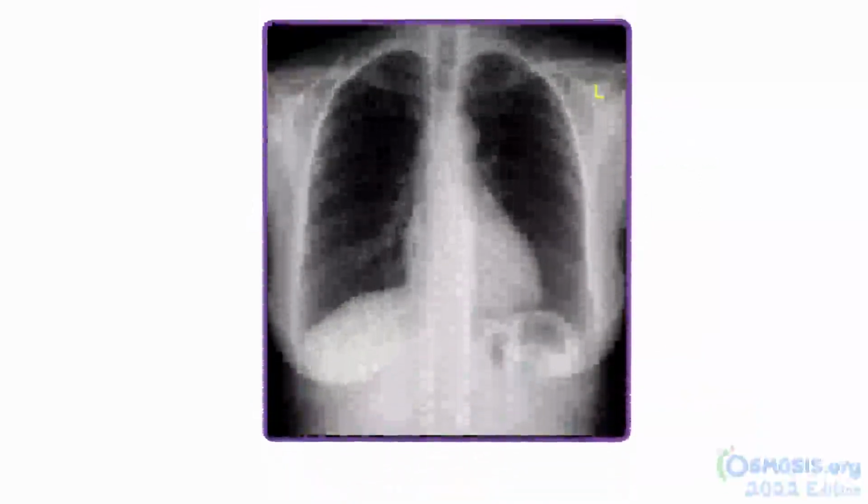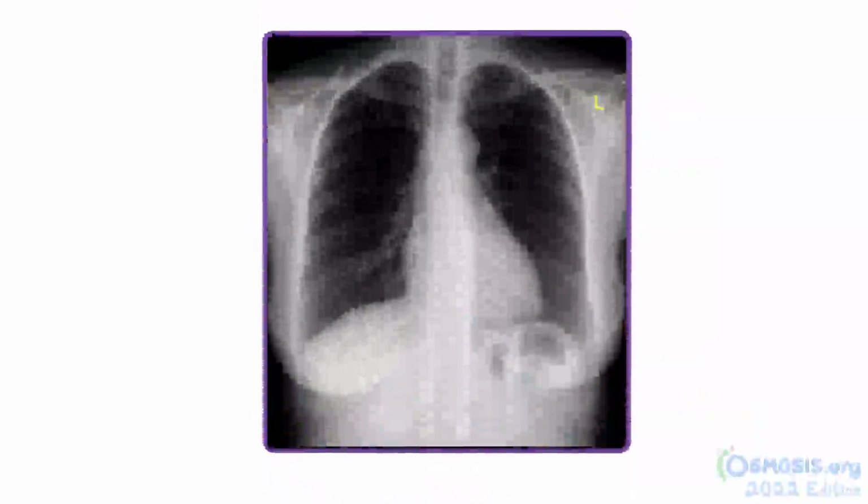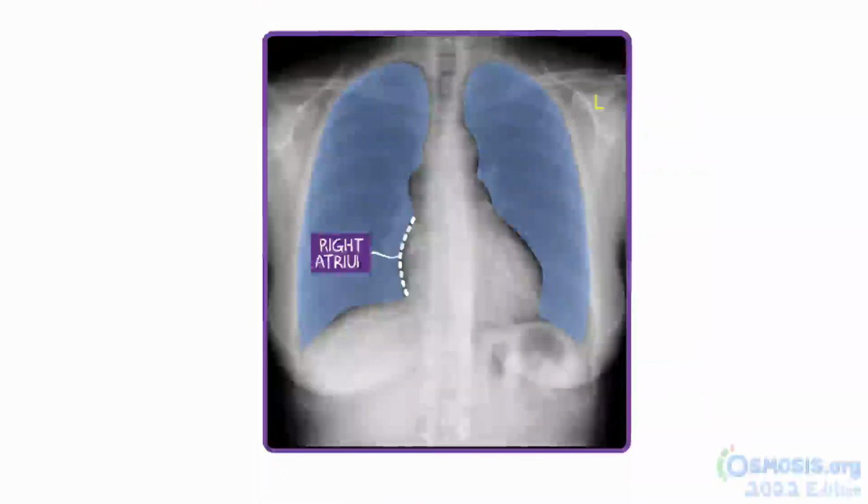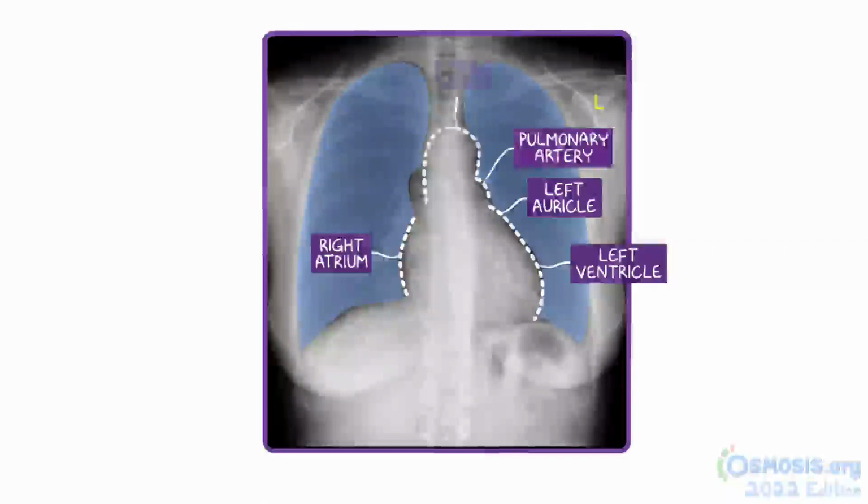Some of these features can also be identified on a posterior-anterior chest X-ray. The heart silhouette is between the lungs, and the right border made up by the right atrium, as well as the left border made up by the left ventricle and part of the left auricle, can be clearly seen. Above the left auricle, we can identify the pulmonary artery and the aortic arch. The superior and inferior borders of the heart aren't as easy to see as the right and left borders.